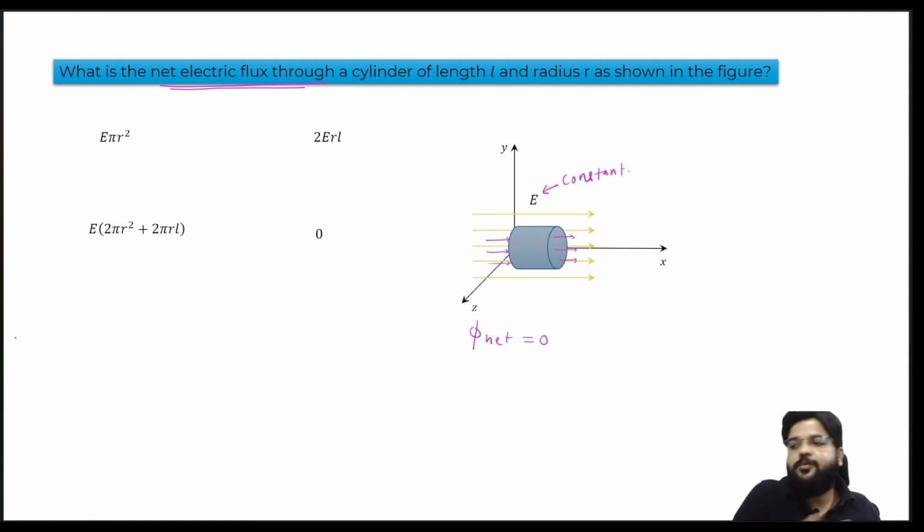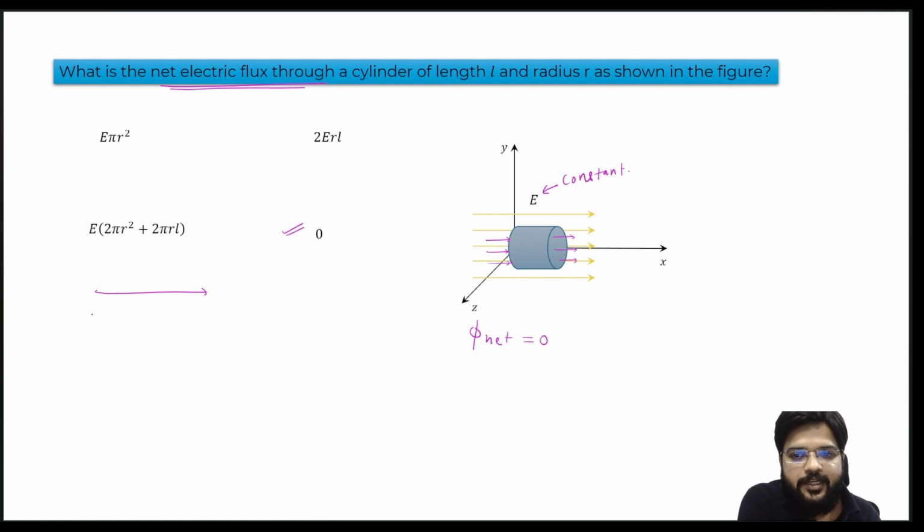In this question we have a cylinder, so we get 0 as the answer. The correct answer for this question is 0. If we put any other shape, like this mouse, in a uniform electric field, then what is the answer? Again the answer is 0. If we put any object in a constant electric field, the answer is always 0, everyone. Keep this in your mind.